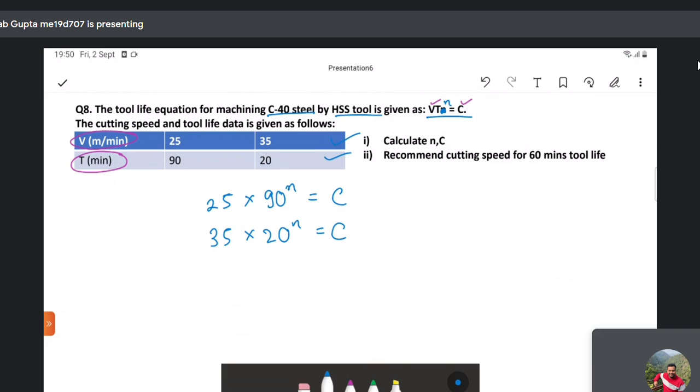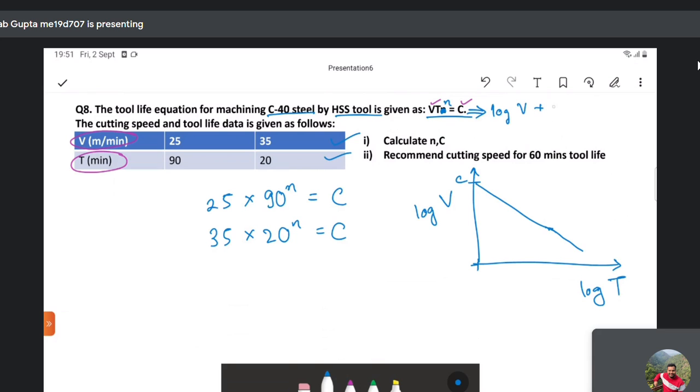Basically, if you have come across this graph, log V versus log T, then you can see that your Vt power n curve actually looks like this. If you plot it on the log scales, it is actually a straight line. We are just introducing log on both sides. So we have log V plus n log T is equal to log C.